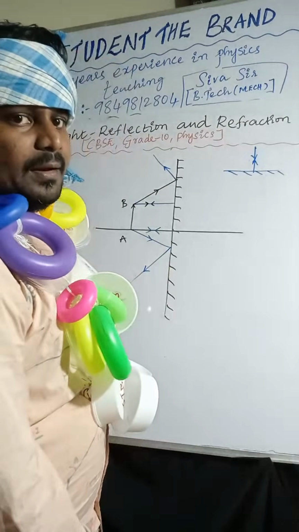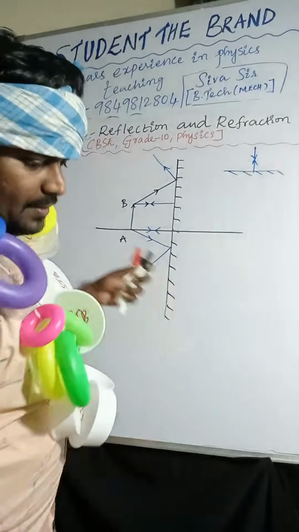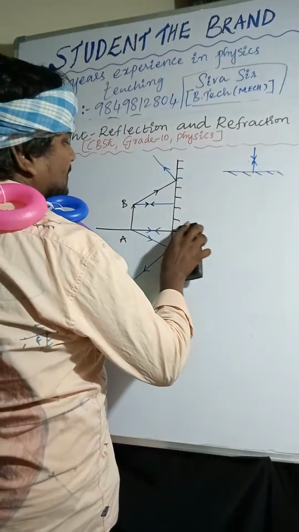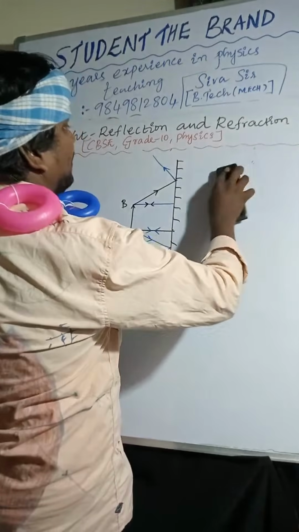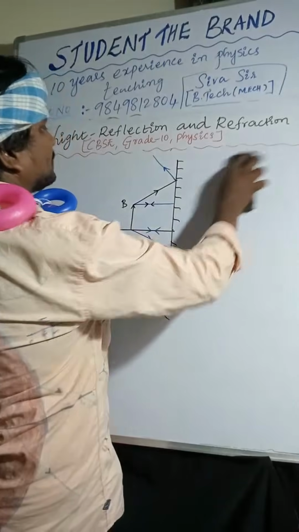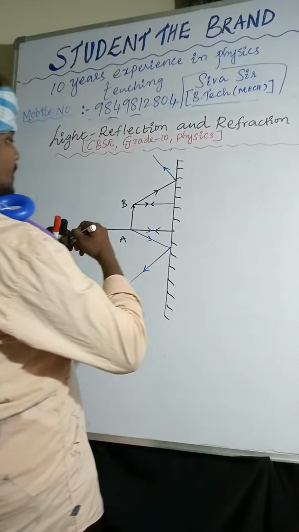So now you can see here we are extending the reflected light rays. As I said, the reflected light rays will meet, and their image will form. If the reflected light rays are meeting, their image will form.